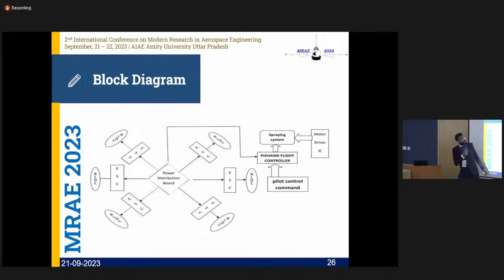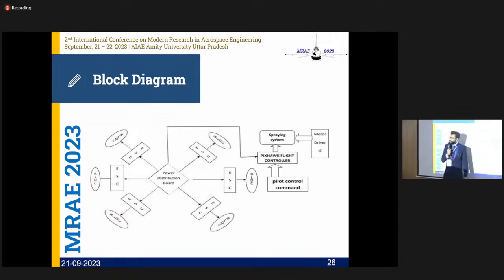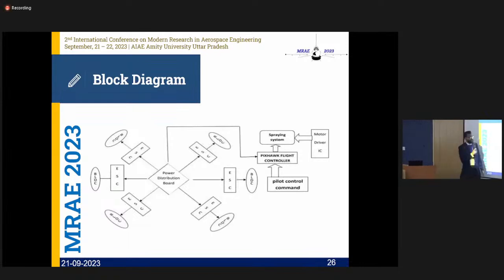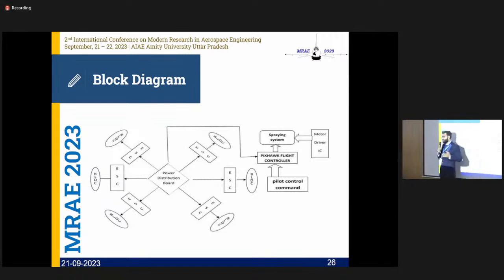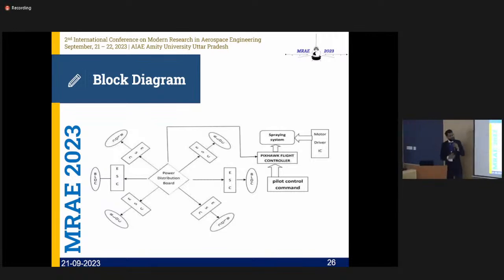So that is what the motor driver IC does through the PICSOC flight controller. Directly from the PICSOC flight controller, I am able to use the spraying mechanism. So irrespective of my drone's flight, I can control my spraying mechanism. And of course, PICSOC is also directly connected to my receiver, so from the receiver, I can control the pesticide spraying feed also.